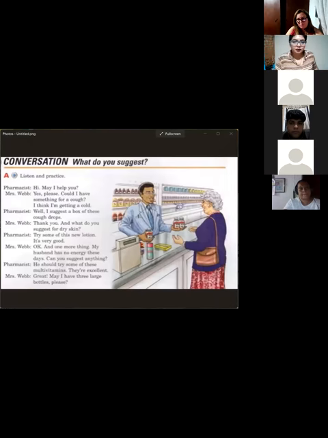So let me see. Let's see, how many groups? Okay, we have 25. Yes. We are going to create little rooms. So a message will appear on your screen. You have to accept the invitation and then you are going to a group where you can practice the conversation, and I am going to see each of the groups when you are practicing the conversation. So don't worry, all of you can participate.